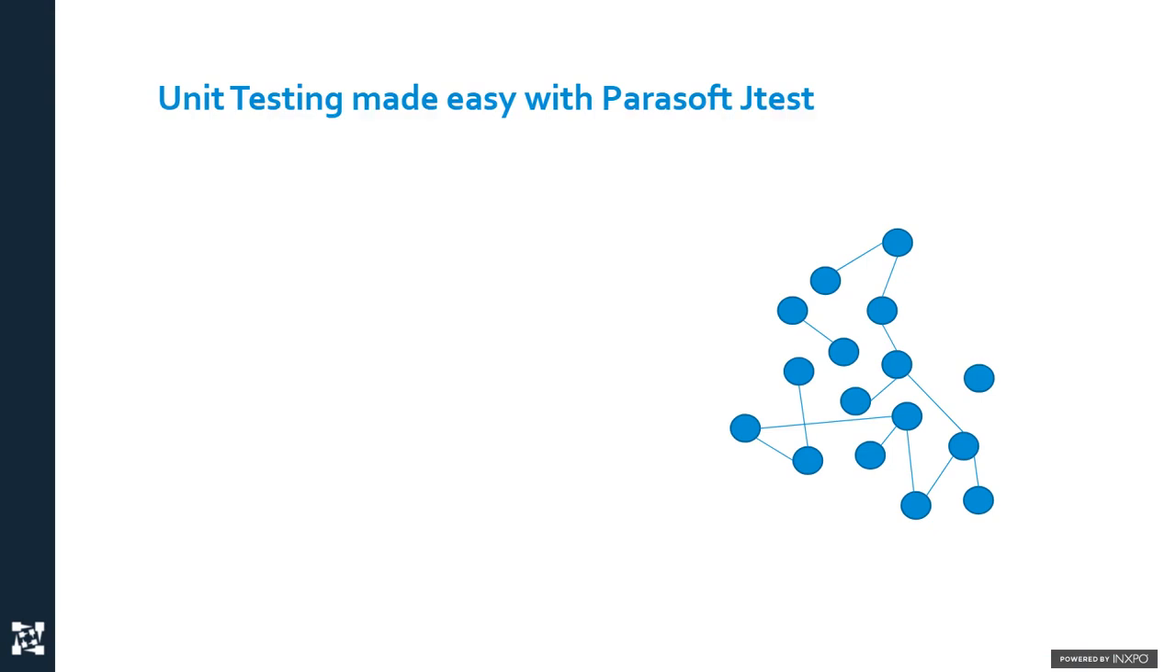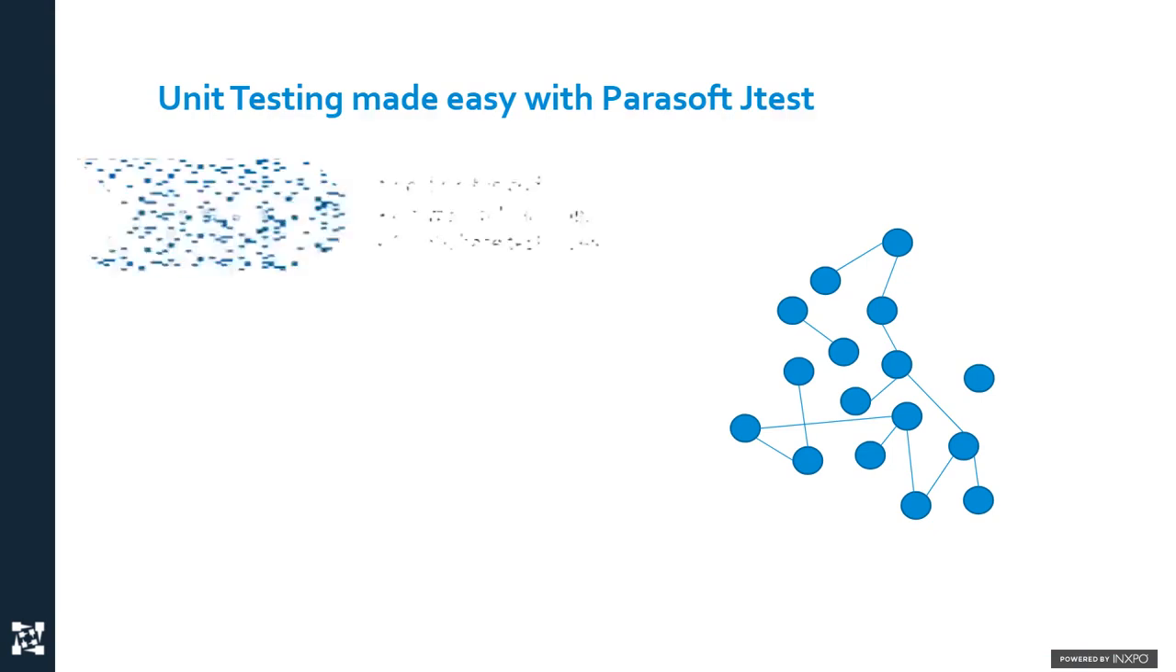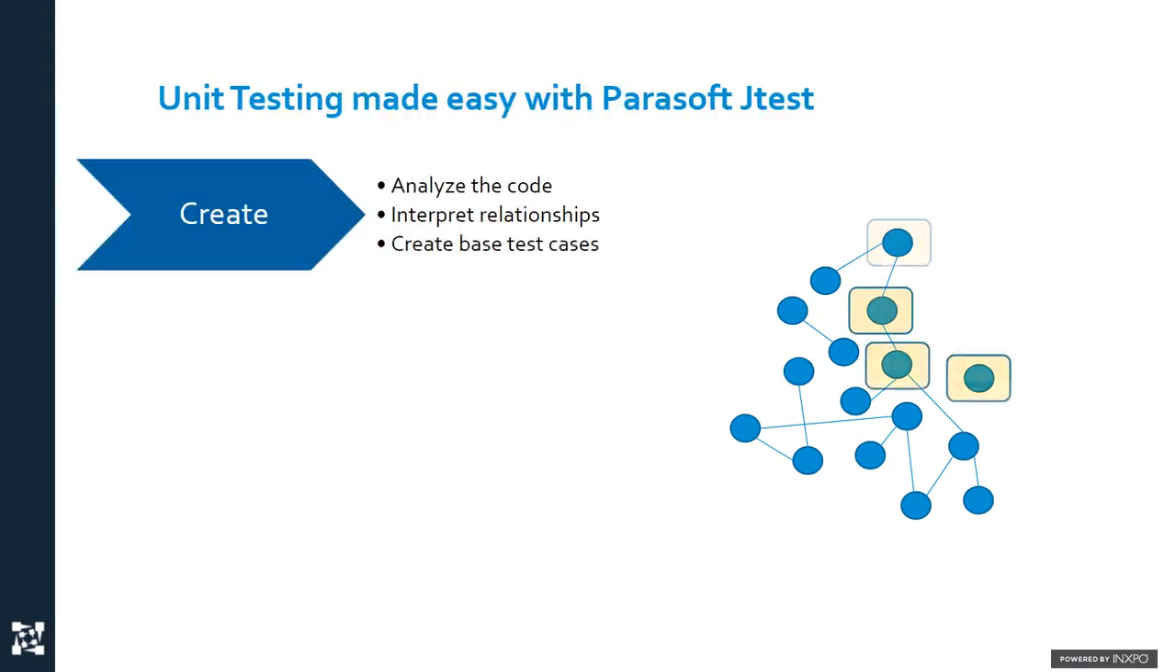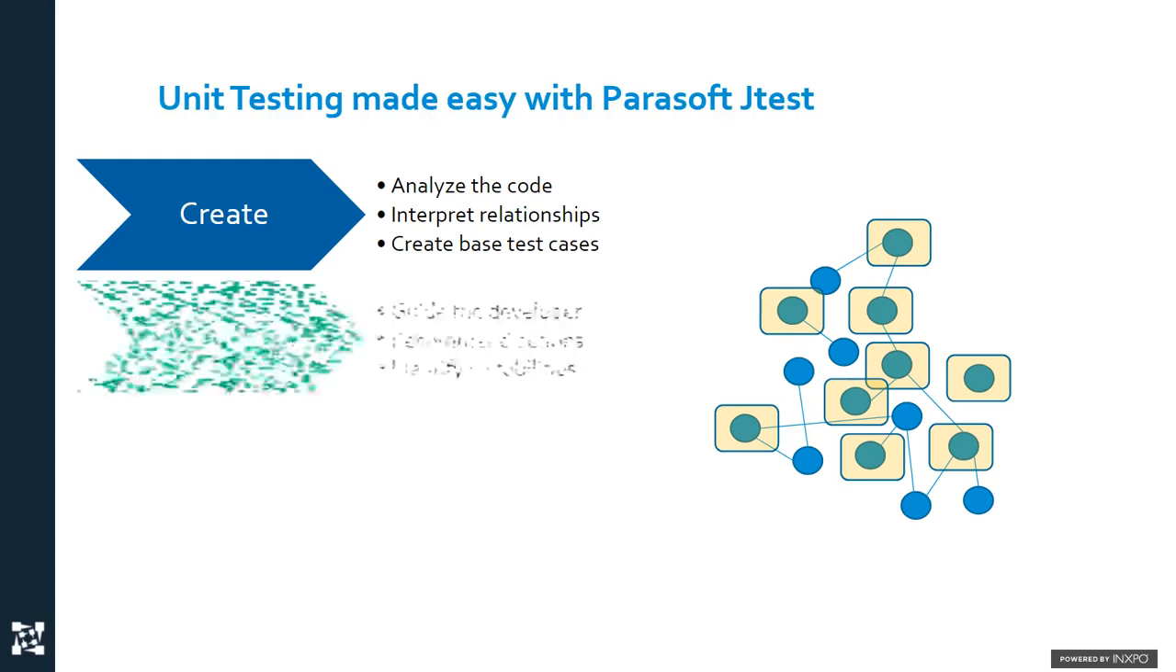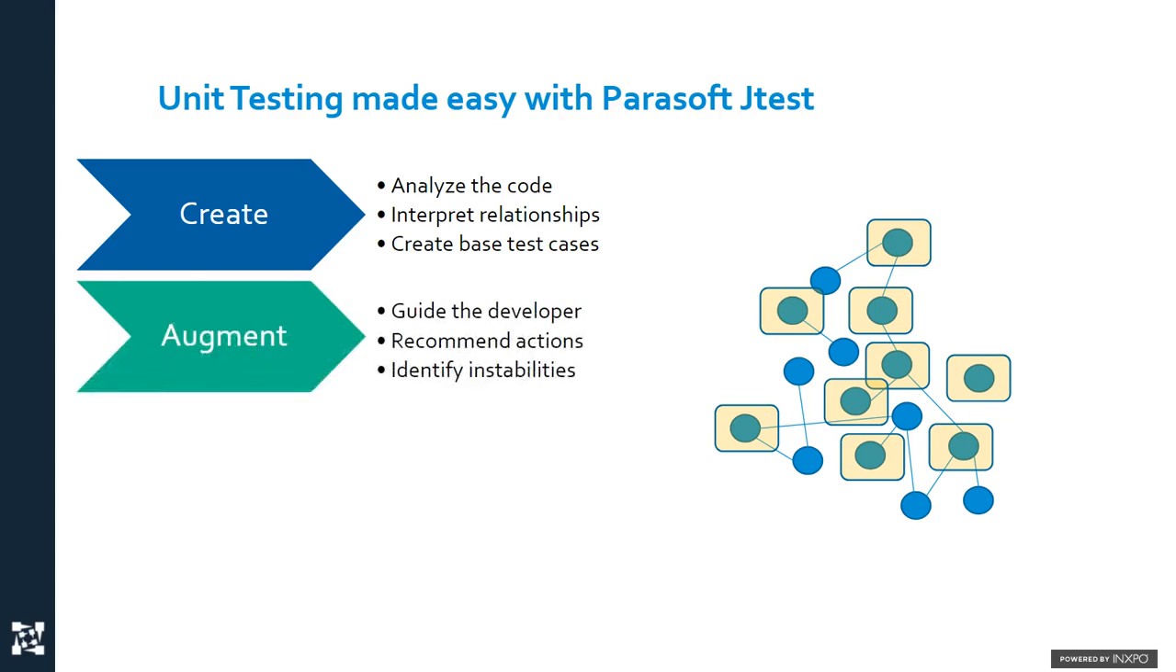So how do we do that? What Parasoft Jtest does is we break this down into four pieces. The first piece is that Parasoft Jtest will help you create tests for your existing code base by analyzing the code, understanding relationships between the code, and implementing mocking for you so you don't have to deal with the complexity of mocking. It will guide you down the path of how to create good tests.